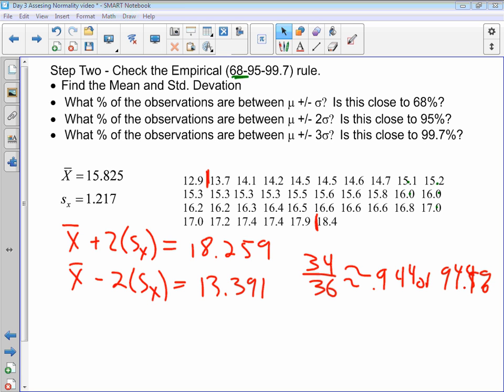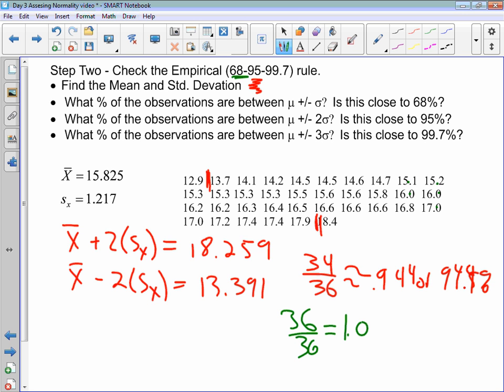And if we do that, we see that between those points, it's 34 of our 36 data points, or approximately 94.4%, which is what we'd expect. We'd expect there to be around 95% between 2 standard deviations above and 2 standard deviations below. And if we do 3 standard deviations, we actually get 36 of the 36 data points, which is 1.0 or 100%. But that's okay because that's really close to 99.7. So that's the second way.